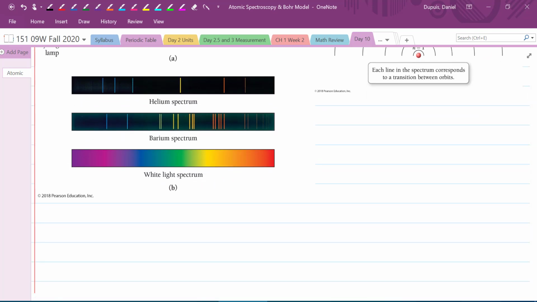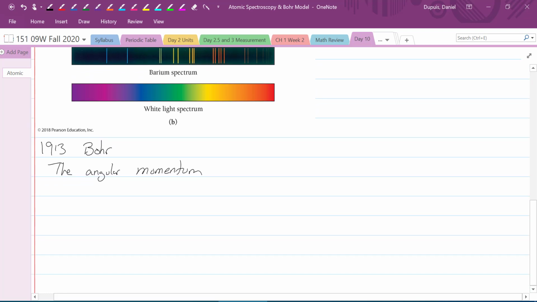So in 1913, Niels Bohr came up with this theory, and he said the angular momentum. Well, what is angular momentum? Well, we have momentum, and we're going to have angular momentum. So momentum, of course, is mass times velocity. Right? Mass times velocity is momentum.